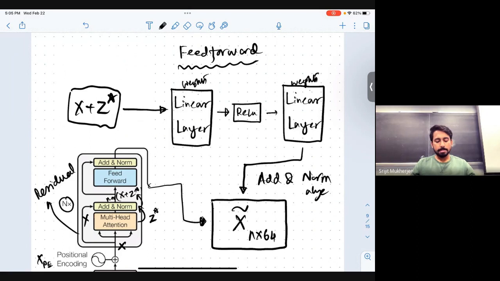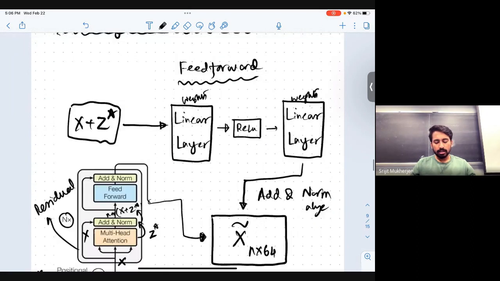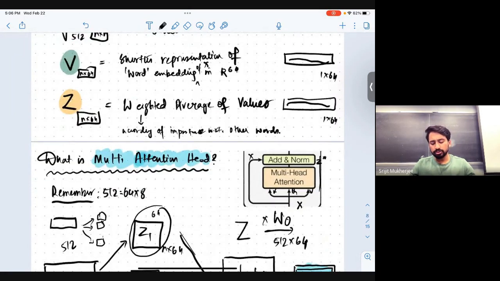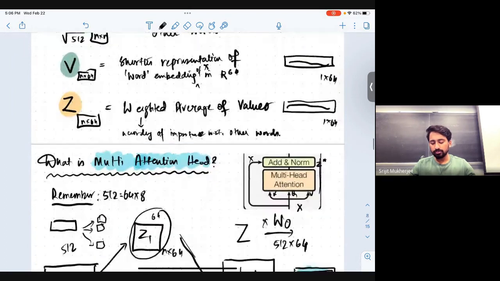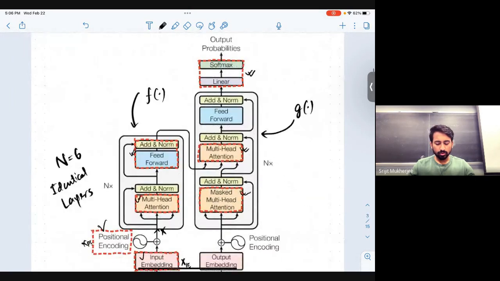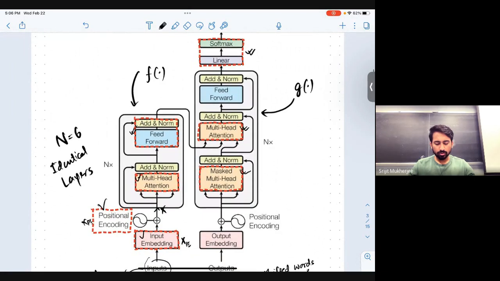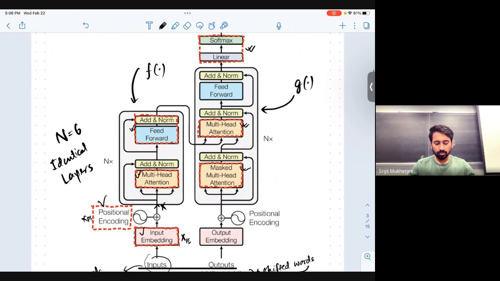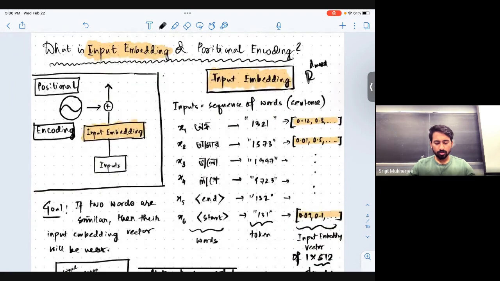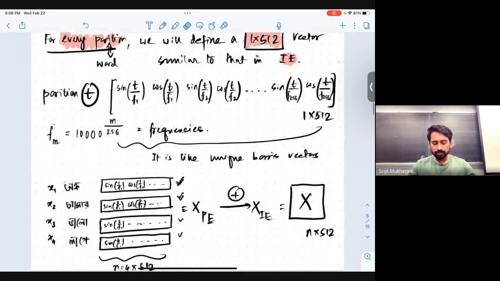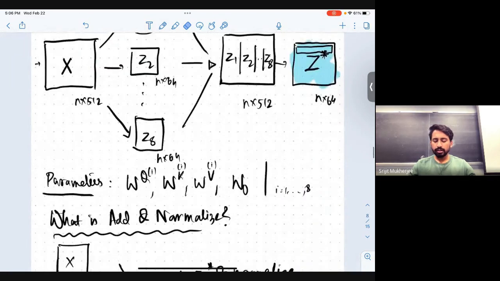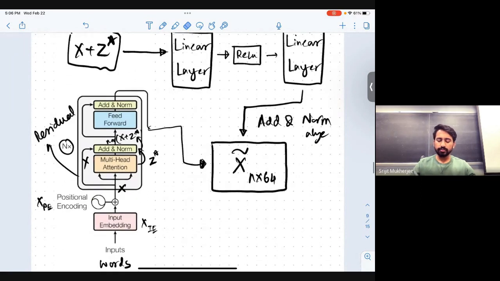So, that's the part of it. And am I doing it right? Just let me check. The x was n cross 512. Okay, so I have to check once. Probably there's a small mistake here. Either it is n cross 64 or it's n cross 512, because it's again inputted into another layer here, which is again inputted into another layer here.